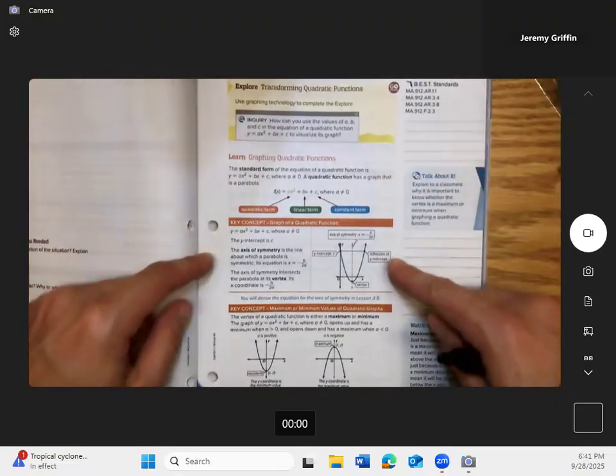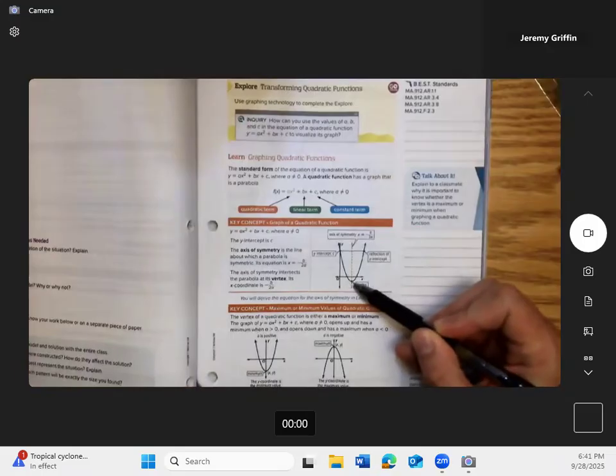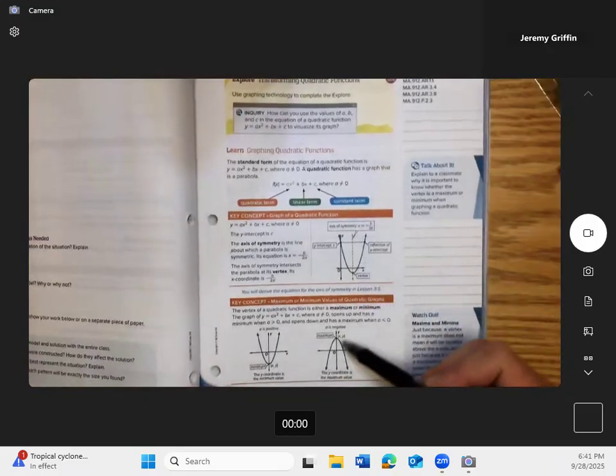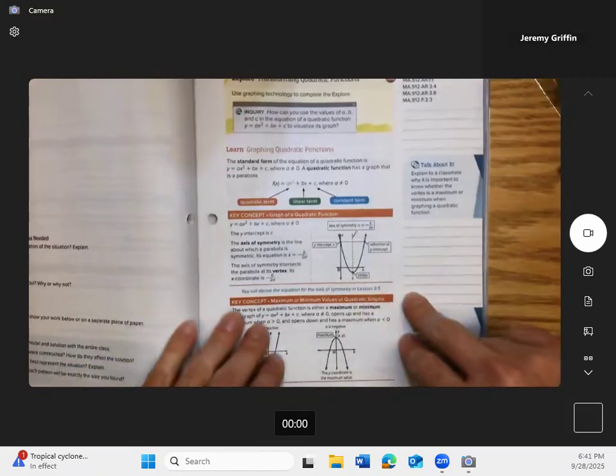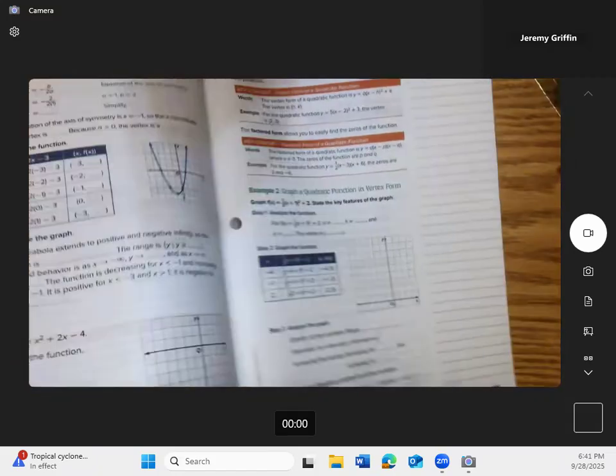There's what a parabola looks like. There's the vertex. It's either the lowest point if it's pointed upwards, or the highest point, the maximum, if it's pointed downwards. So the vertex could be either the max or the min.